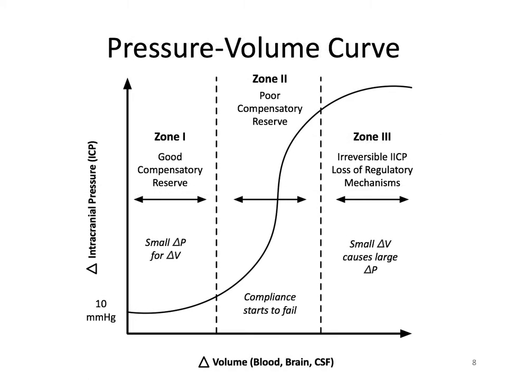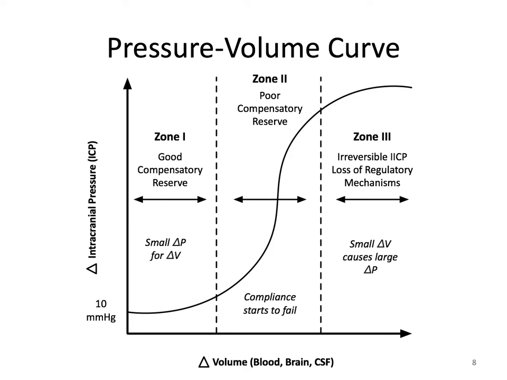This equation can also be plotted on a graph, giving us a pressure-volume curve. This curve tells us that as compensatory reserves are exhausted, compliance begins to fail. In line with the Monro-Kellie Doctrine, if you continually increase volume, you must decrease pressure. But, as you can imagine, you can only take this so far before we run into problems.